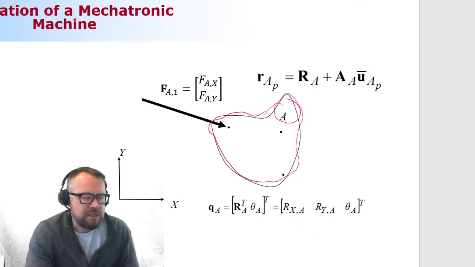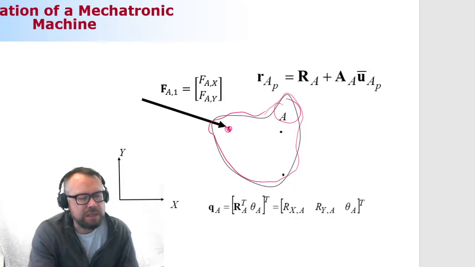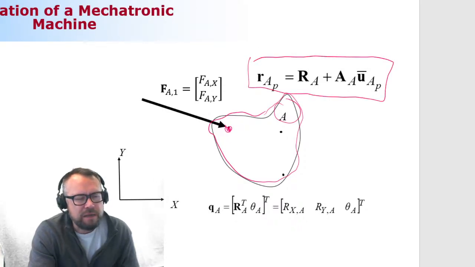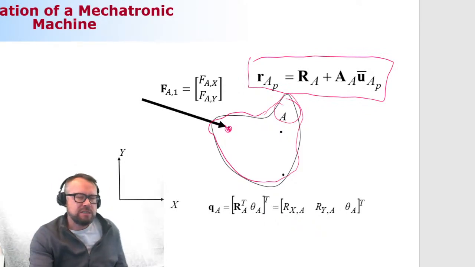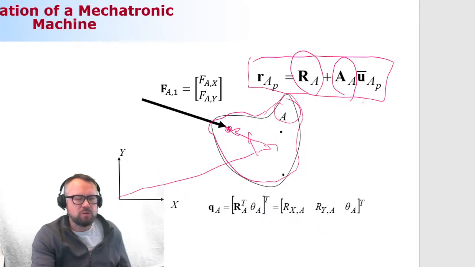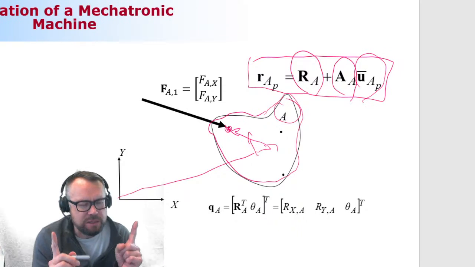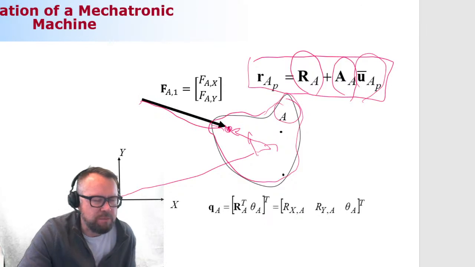And now, this time, there is a force applied at one specific location of this potato-shaped body. The location where the force is applied can be expressed using the equation that we know very well. First you travel to the body reference coordinate system, which is not visible here, accounted for by this vector. Then you take the orientation of the body reference coordinate system into account, and with the help of the vector u bar, you travel exactly to the location where the force is applied.